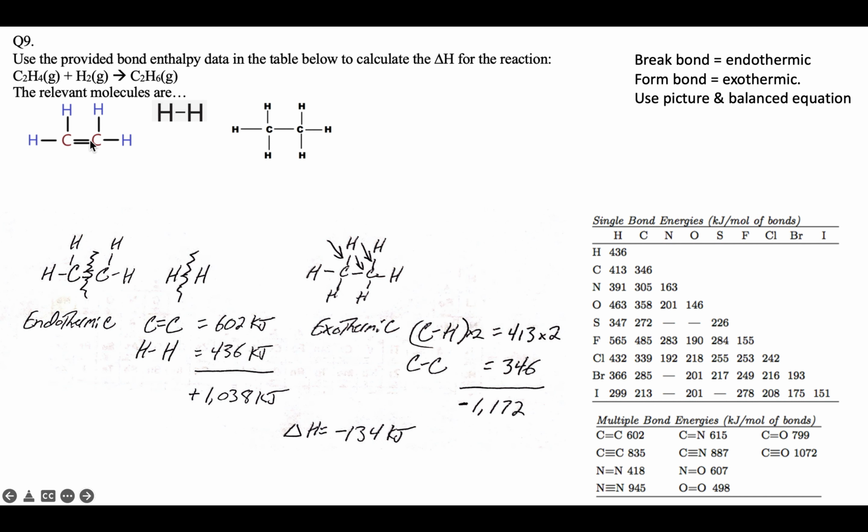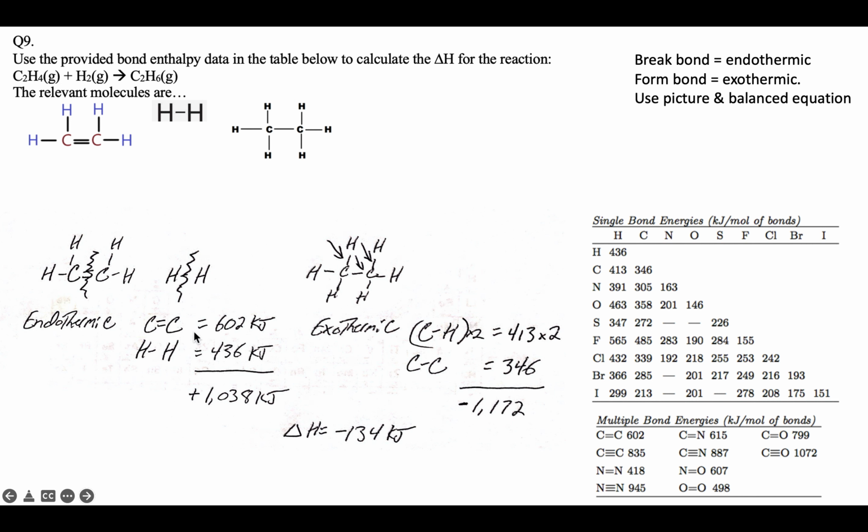So for this first one right here, I can imagine going from the reactants to the products by breaking the bond in between the carbon and carbon. That's a double bond. Breaking the bond between the hydrogen atoms. That was a single bond. And then putting those parts back together, I'd have to form a single bond between the carbon-carbon, add a carbon-hydrogen bond, and another carbon-hydrogen bond.